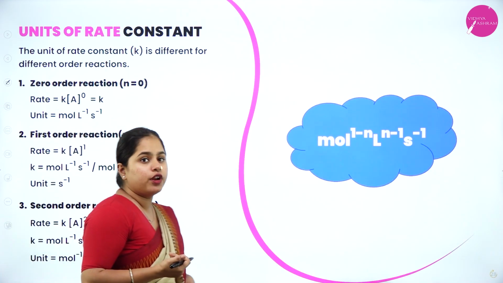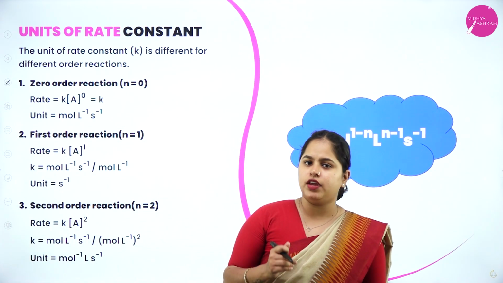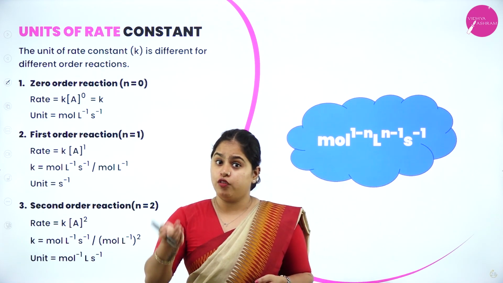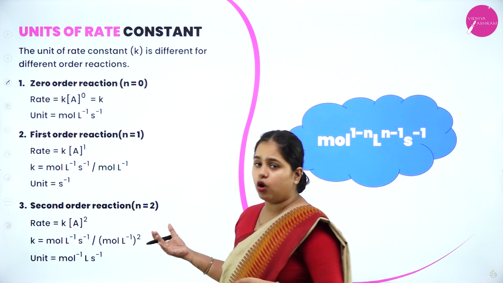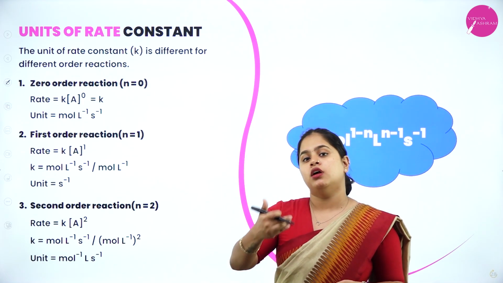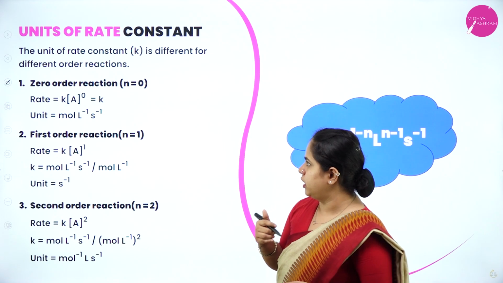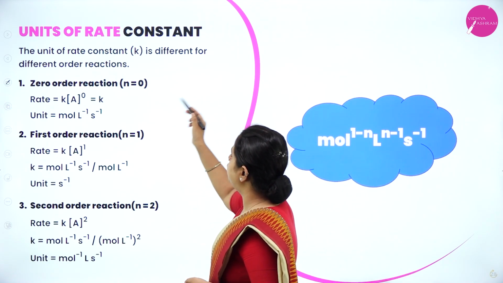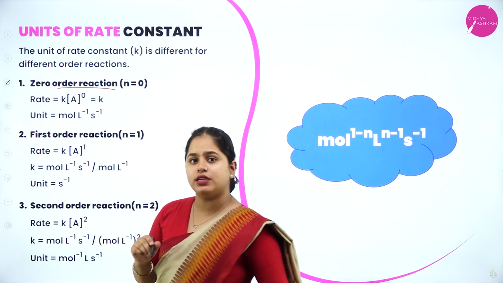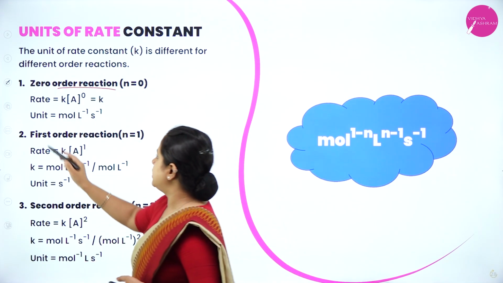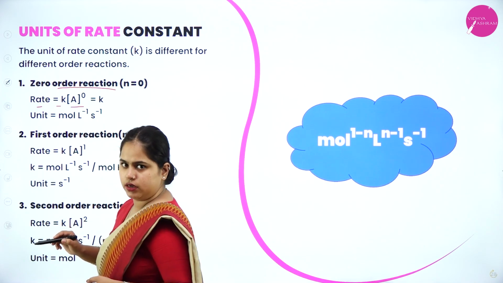Now moving on to the different units of rate constant. Already we have discussed the unit of rate in the last session. Now we are going to see the unit of rate constant for a zero order reaction, first order reaction and second order reaction. The unit of rate constant is different for different order reactions. So first let us see a zero order reaction. What is the zero order reaction rate law? It is rate equal to k into [A] to the power 0, right?